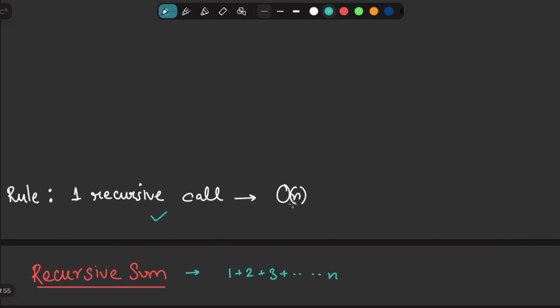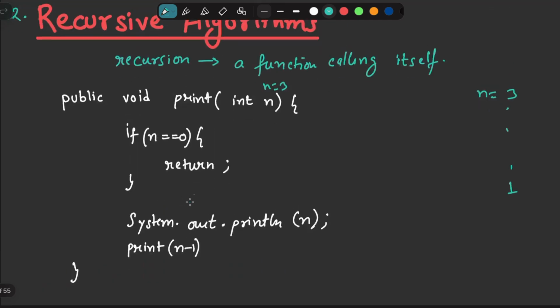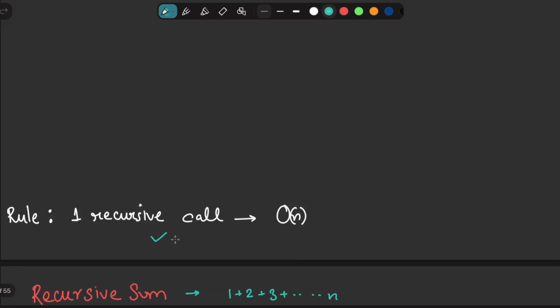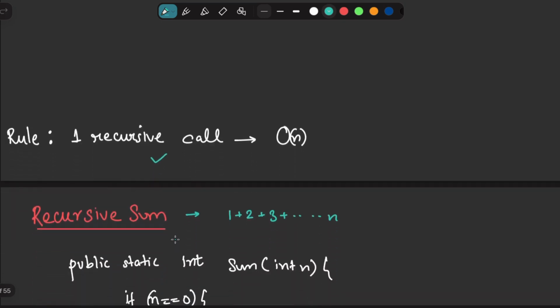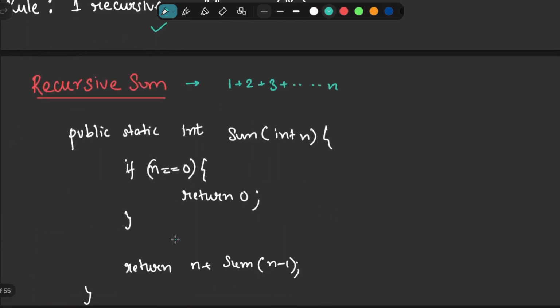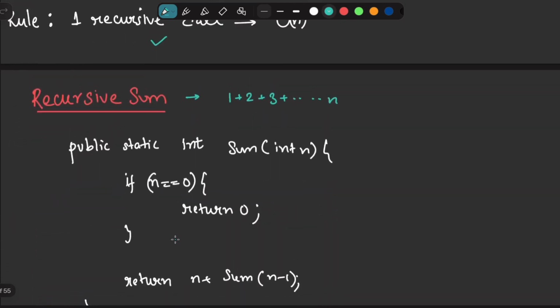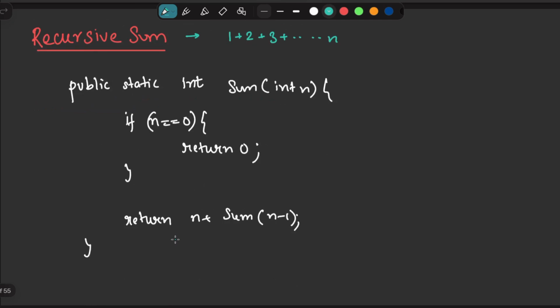And this is a rule: if there is one recursive call in the function, for example this function, whose name was print, and there is only one recursive call, then the order will be O of n. This is a rule. You can try tracing the function and finding the output, and also finding the time complexity using a recurrence relation. So this is a recursive sum.